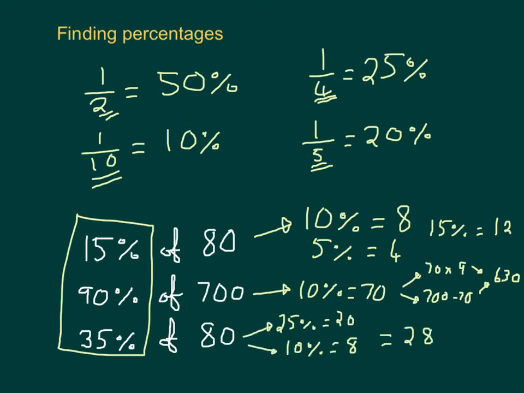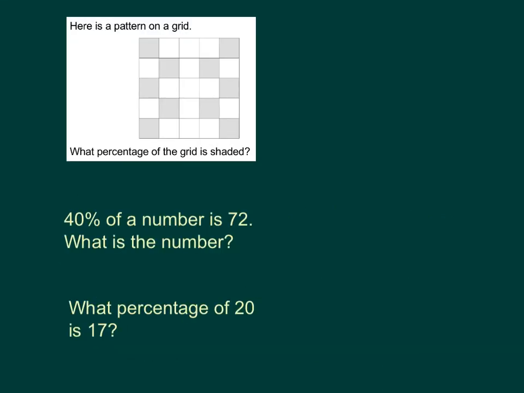Now, I think the easiest route to finding 35% is to find 25% by quartering, to find 10% by dividing by 10 for 20 and 8, and adding them together, 28. Now, have a go at these 3 percentage questions.